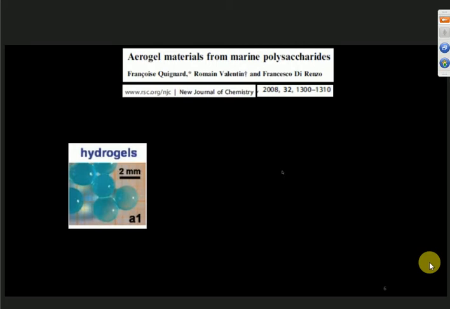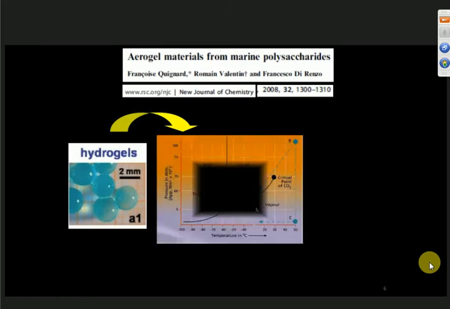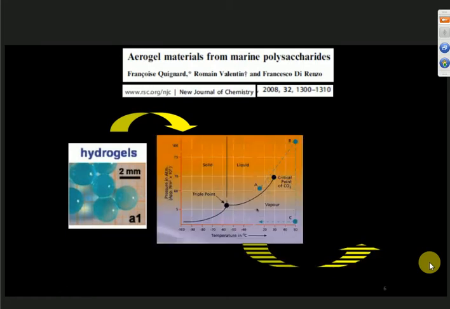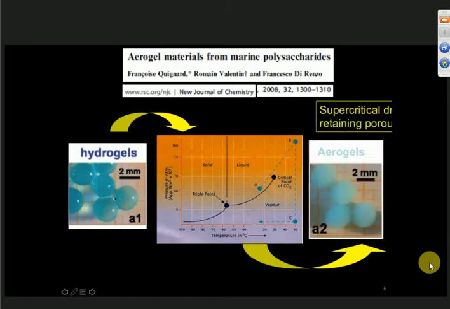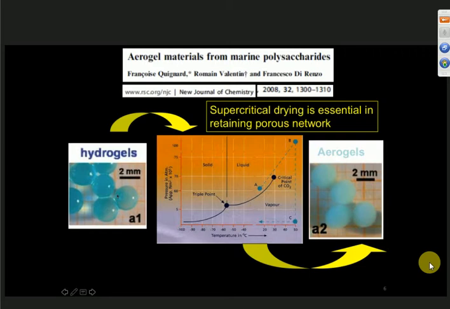And in our lab, what we are using CO2 for is synthesizing a material called aerogels. We start out with a hydrogel. This is filled with a liquid, and then we replace the water with alcohol that is more miscible with CO2.